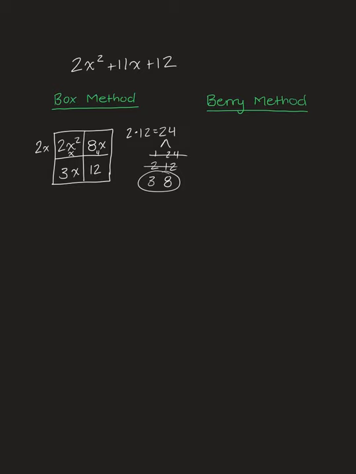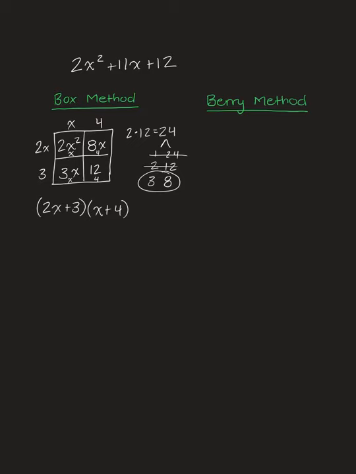Okay? You're going to do the same thing with 3x and 12. Your greatest common factor is 3. If I factor 3 out of 3x, I am left with x. If I factor 3 out of 12, I am left with 4. So that's my second factor. So my factored form here is 2x plus 3 and x plus 4.